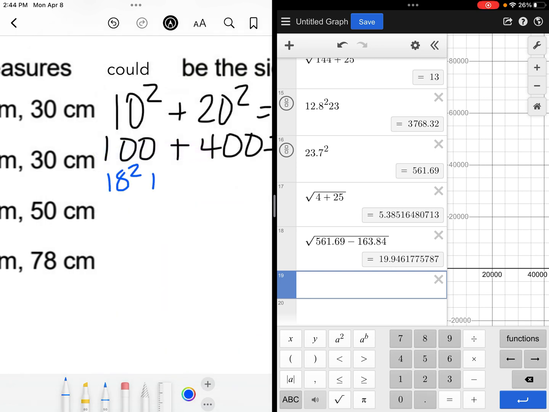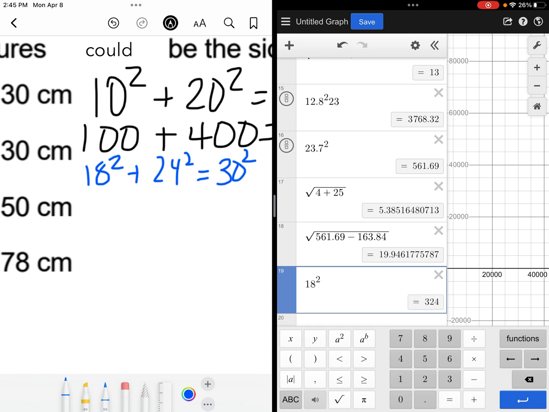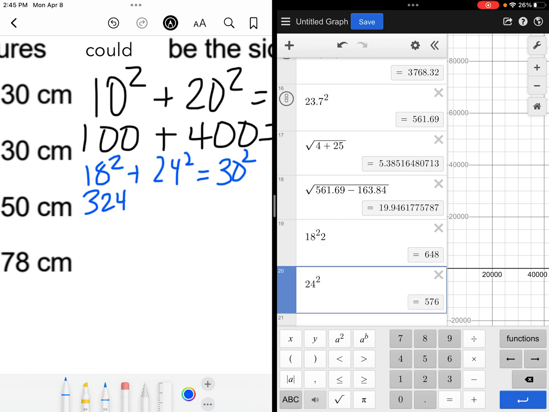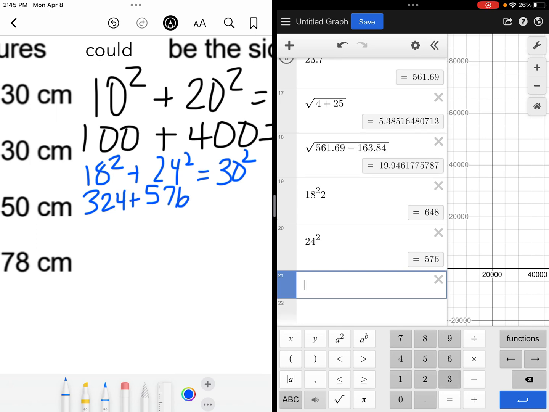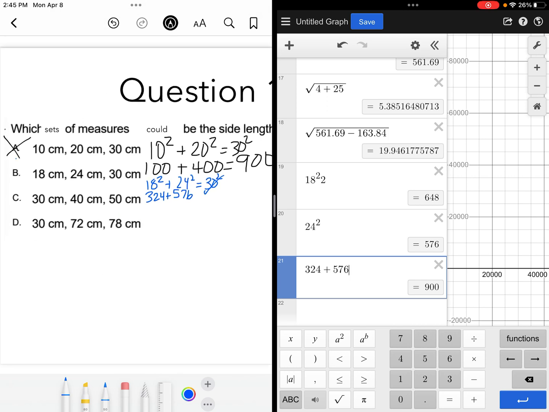Okay, next one. 18 squared plus 24 squared equals 30 squared. Okay, 18 squared is 324. 24 squared is 576. So 324 plus 576, I get 900, which is what 30 squared is. Okay, next one.